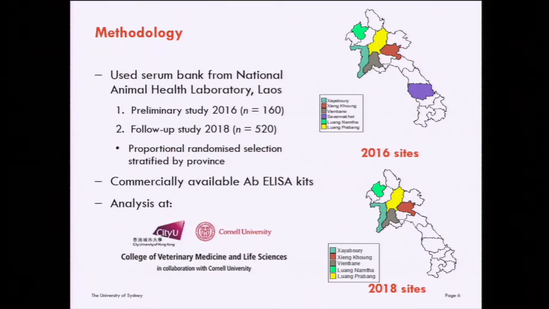So for this investigation, we were very lucky that we were given access to 160 samples from the serum bank at the National Animal Health Lab in Laos for the preliminary study. Based on the positive findings, we were then given access to more samples in 2018. They were newly collected samples of 520. We did a proportional randomized selection at the province level based on data that we had that generally there are significant provincial differences. We tried to keep the sites consistent between the two studies, but we didn't have any samples from Savannakhet province in 2018. We used commercially available antibody ELISA kits, and the analysis occurred at the City University of Hong Kong at their veterinary diagnostic lab.